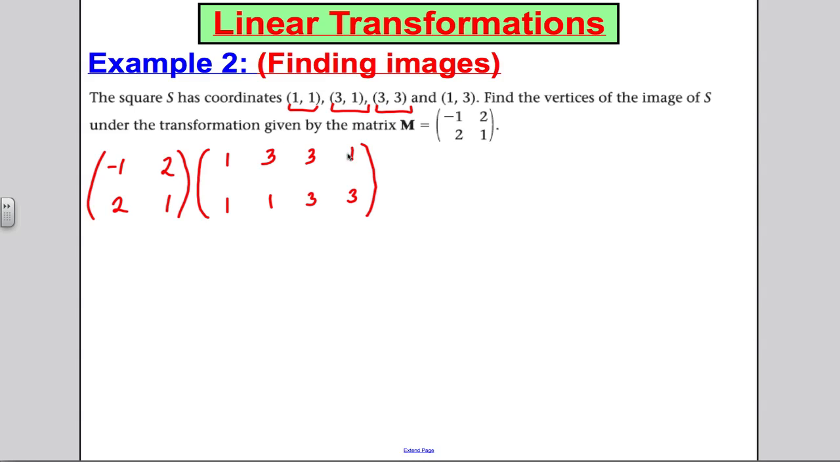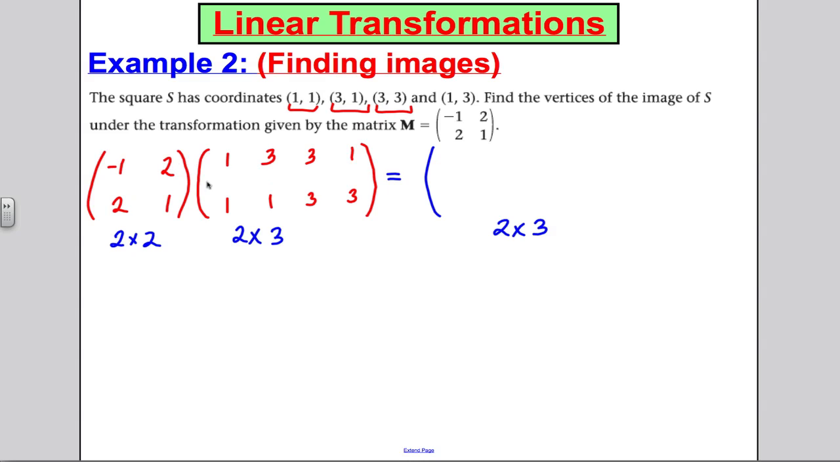Okay, so I can find what happens to this square by multiplying it by this matrix, by performing this transformation on the square. Now, can I do this first of all? Well, yes, a 2 by 2 multiplied by a 2 by 3. I know I'm going to get a 2 by 3 at the end, so let's just multiply it out and see what happens.